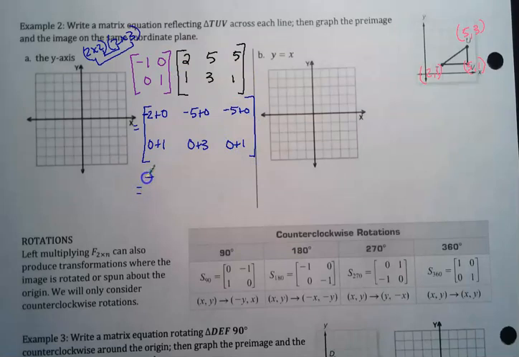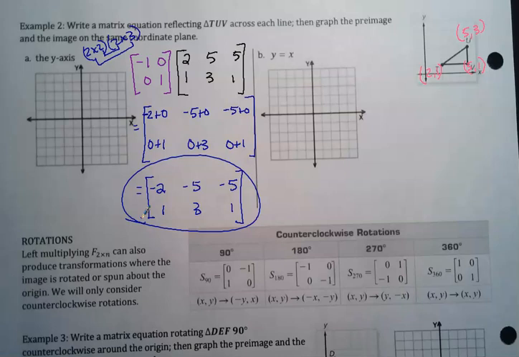Okay, so our new points are going to be negative 2, negative 5, negative 5, 1, 3, 1. So that is our image. Okay, so if we graph these, actually, I've got 2, 1. I'm just going to graph this one. 5, 3, 5, 1. Okay, I'm not labeling them.